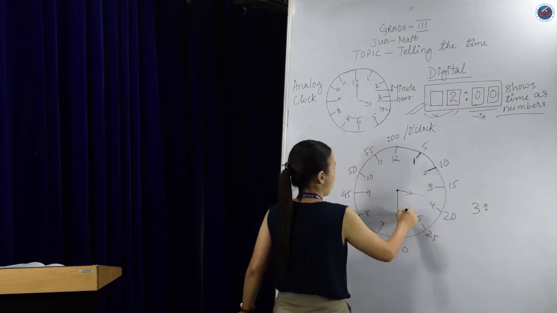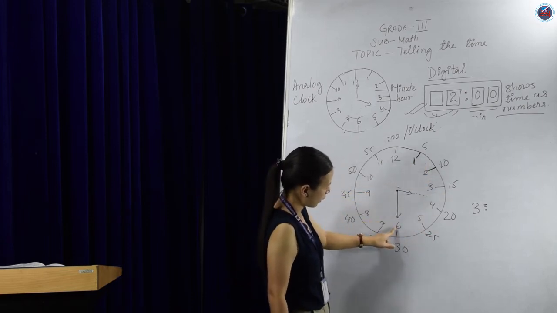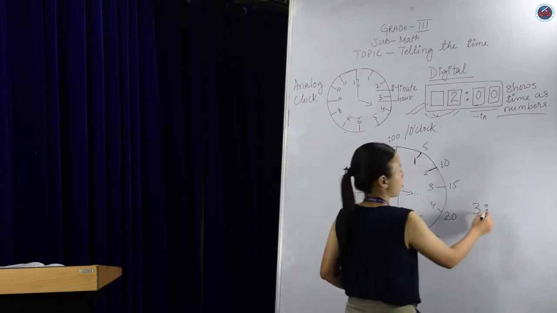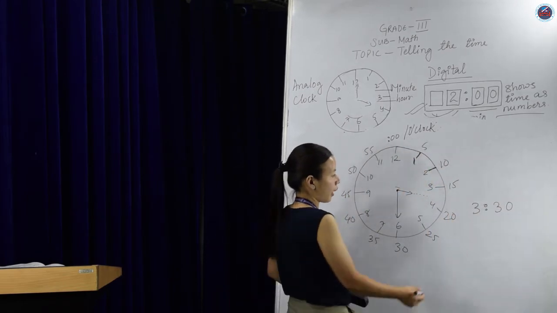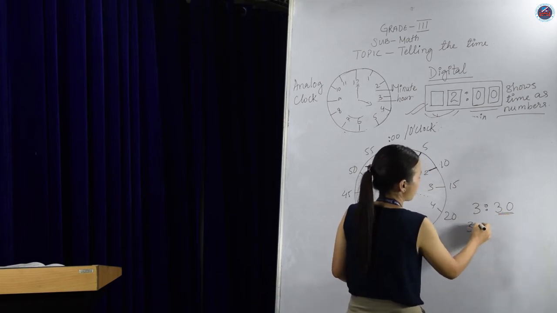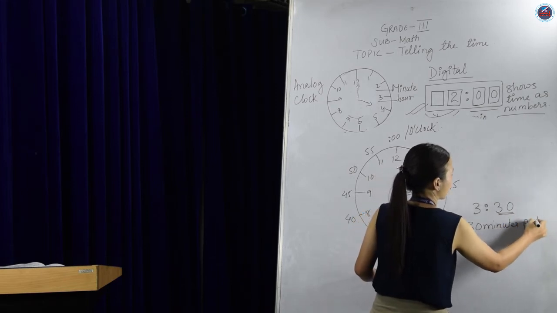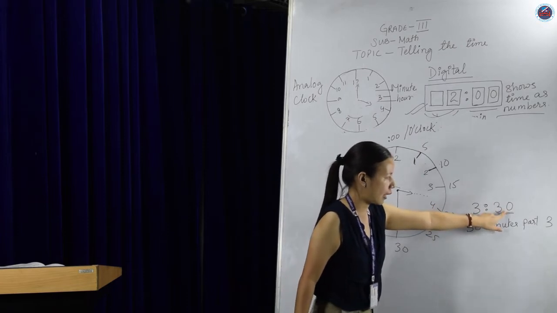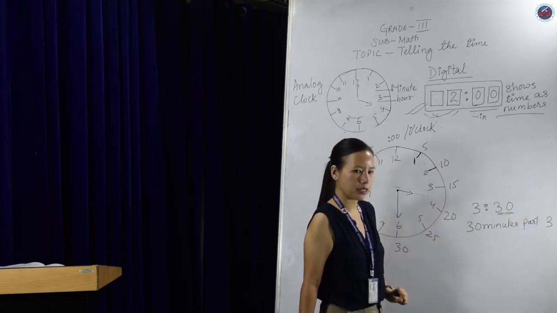Now look at the long hand. This long hand is the minute hand, and it is pointing at 6. How many minutes have passed? 30 minutes. So we write 30. There is another way to write the time. Since 30 minutes has passed, we write 30 minutes past 3. That means 30 minutes has passed 3. So we write the minute first, and then we write the hour number second.